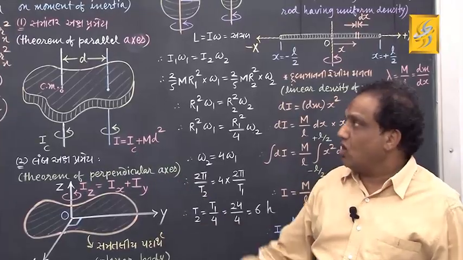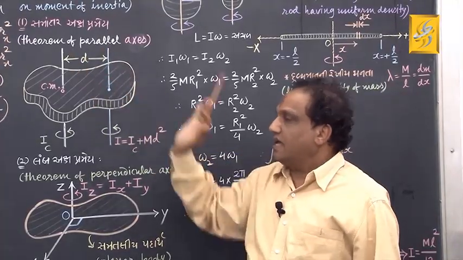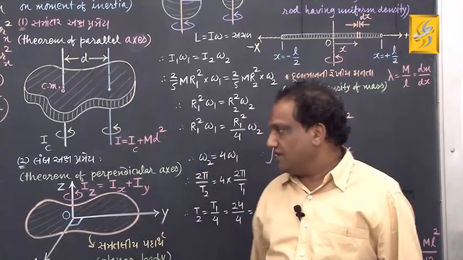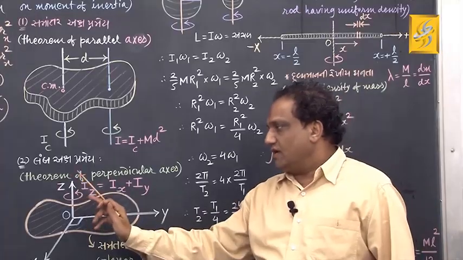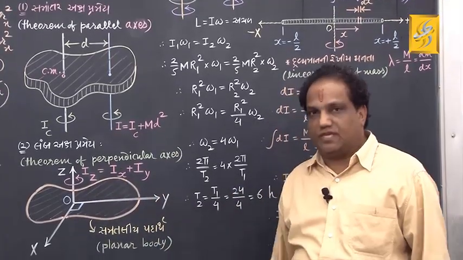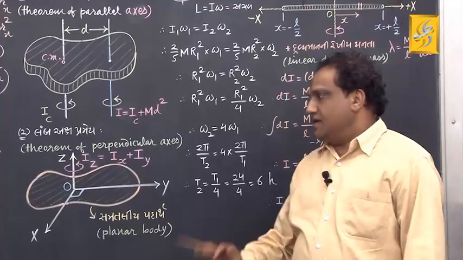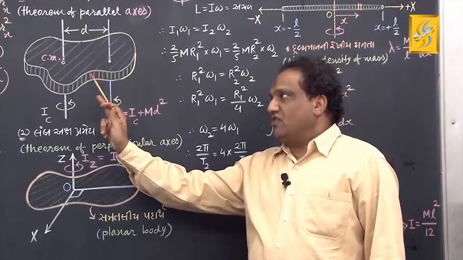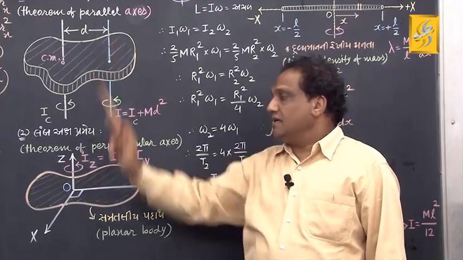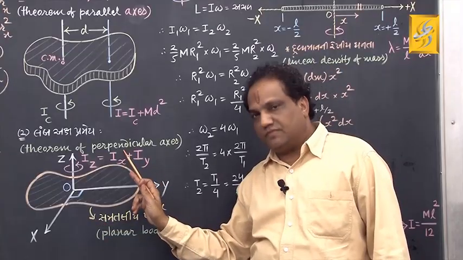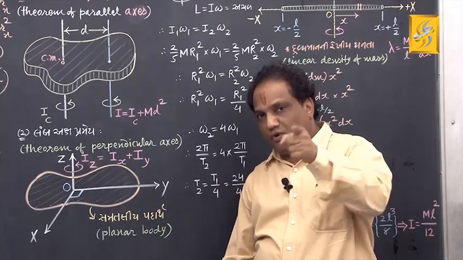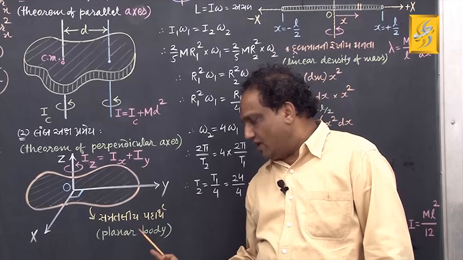This very statement is called the theorem of parallel axis. Got it? Fine. Now we go for the theorem of perpendicular axis. There is no restriction for this theorem, correct? But there is a restriction for this theorem. This theorem is applicable only for, look here, a planar body.